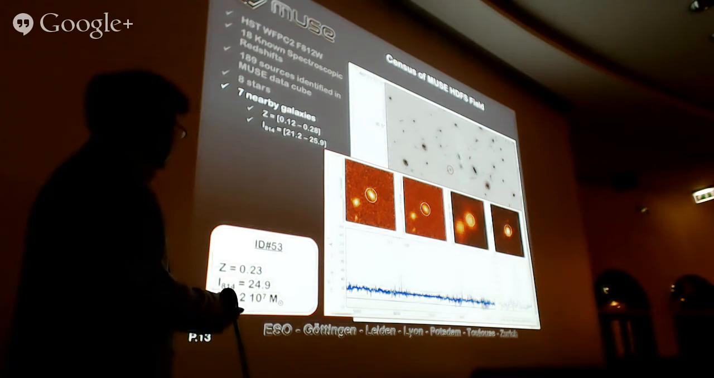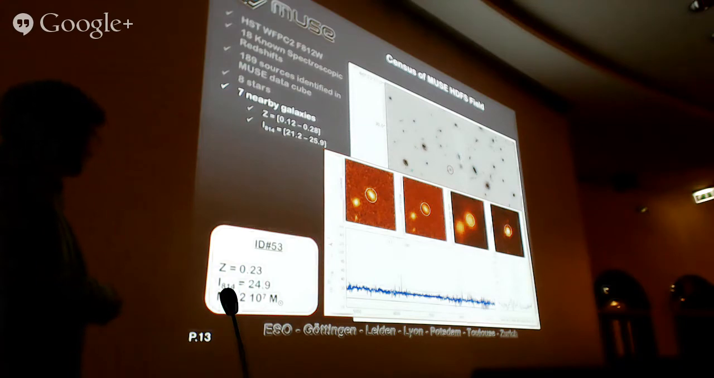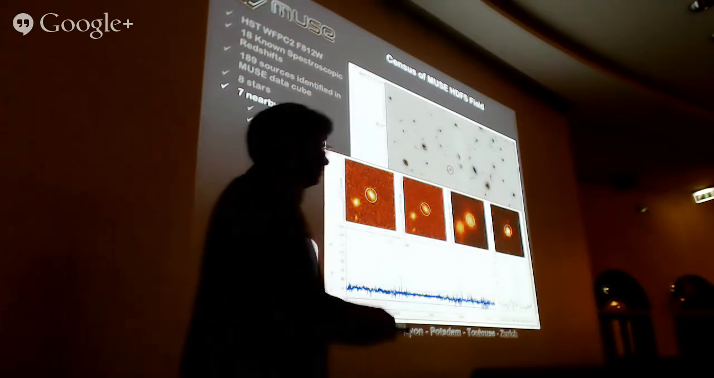So you see it here correctly, alpha. But this is a very small galaxy. The magnitude is 25, and at this redshift it corresponds to a fairly low mass object. And that's quite many.